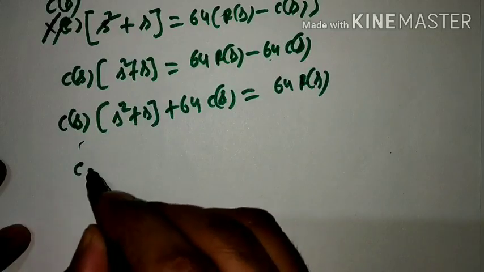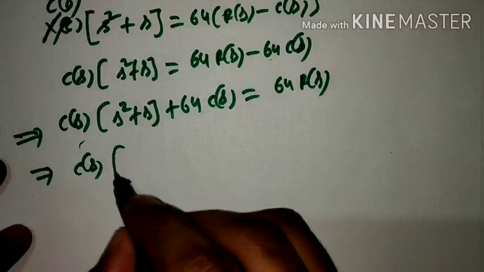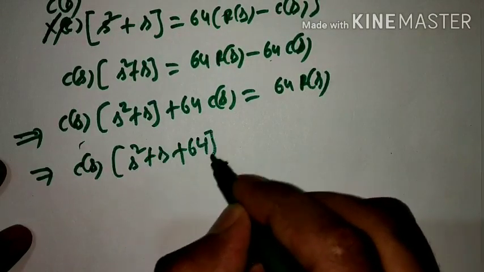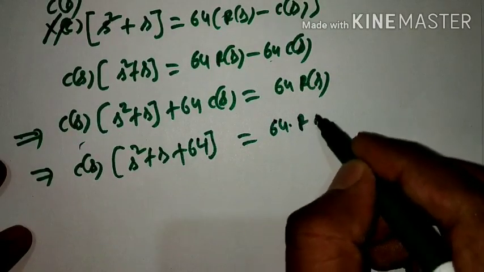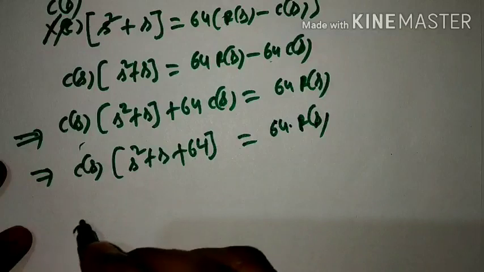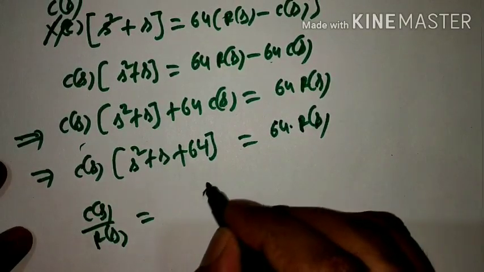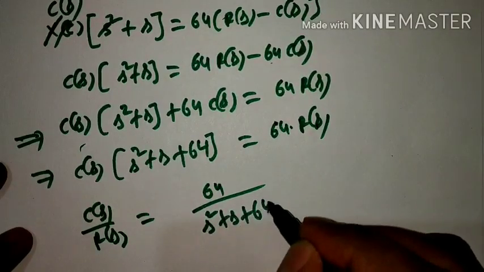So what is common here? C of s is common. When you take C of s common, s square plus s plus 64 is equal to 64 into R of s. So what is the transfer function? C of s by R of s is equal to 64 by s square plus s plus 64.